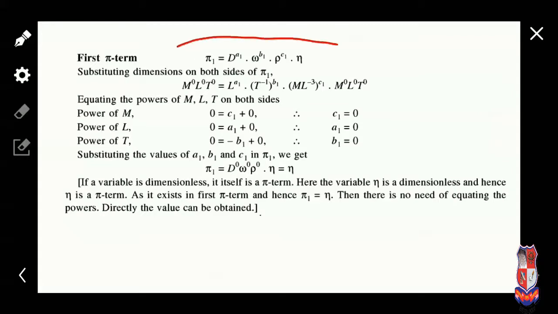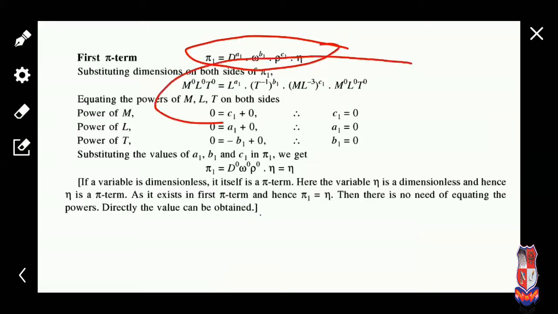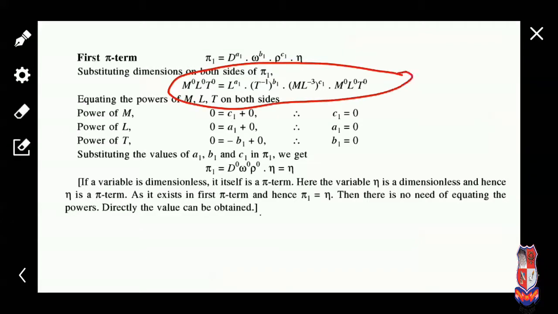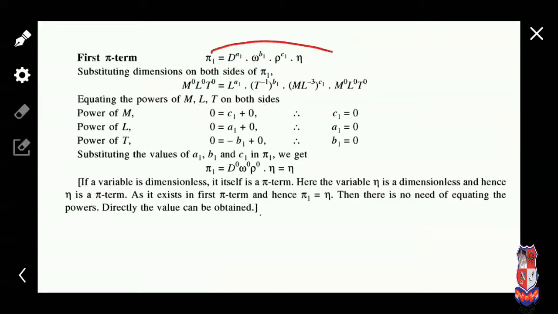Now take the first pi term and write it in the form of MLTs, which we have found in the study. Now find the value of the arbitrary powers by comparing the powers on the left and right sides of MLTs. First, comparing the value of M: the pi term is a dimensionless number, so it does not have MLTs. So all powers of M, L and T on the left side are zero. Now comparing the power of M, the left side is zero and the right side is C1 plus 0.